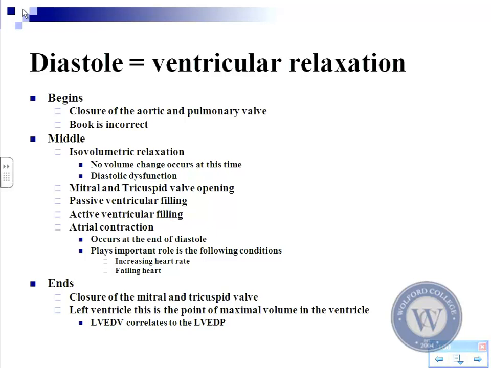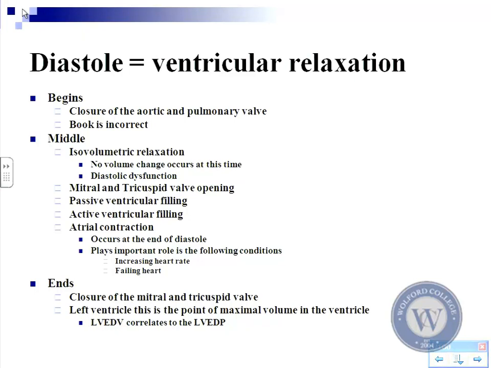Diastole is when the ventricle is able to relax. It begins with closure of the aortic and pulmonic valve. The middle of diastole is isovolumetric relaxation. This allows the ventricle to not change volume, but allows the muscles to relax because the mitral valve at that point is closed. Next thing that happens, if you're looking at the right ventricle, is the tricuspid valve opens. If you're looking at the left ventricle, the mitral valve opens, which then allows passive filling, which accounts for about 80% of the volume being filled into the ventricle.